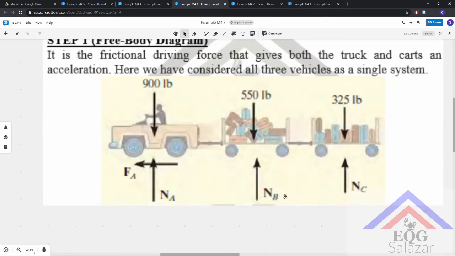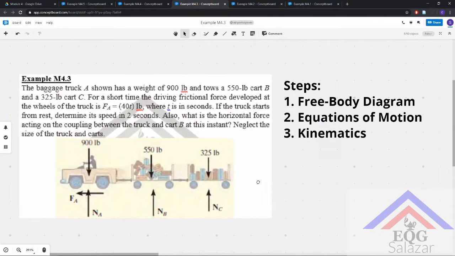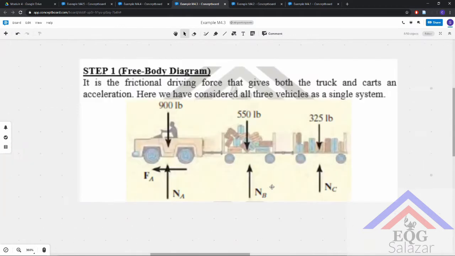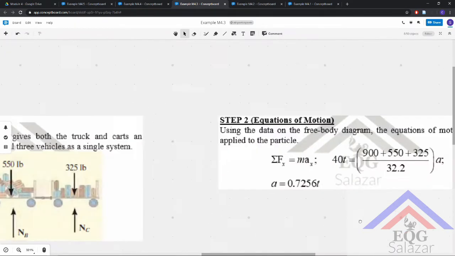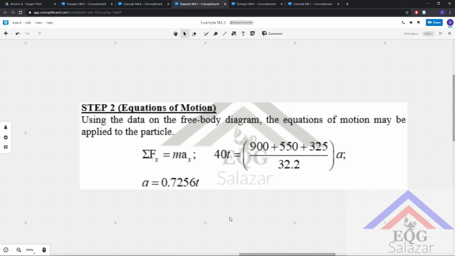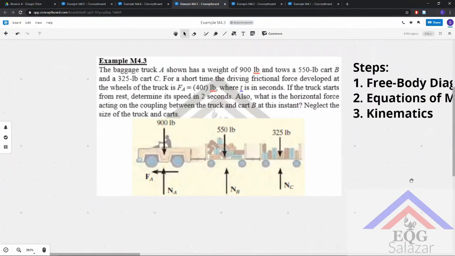Since motion is going in the x direction, we should consider the frictional forces here. I'm not even sure if there are frictional forces, since there is no frictional coefficient given, you don't need to include the frictional forces here. Okay, so that is why in the equations of motion, when you take the sum of all forces in x, you're only taking into consideration the driving force of truck A, which is 40T.